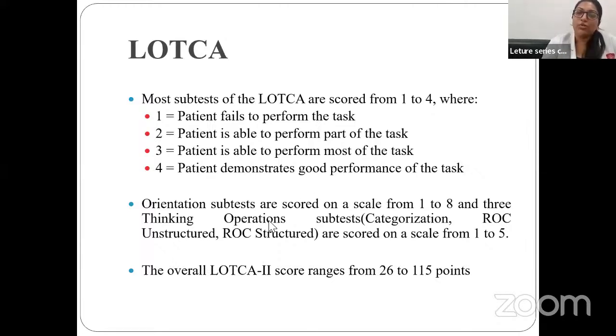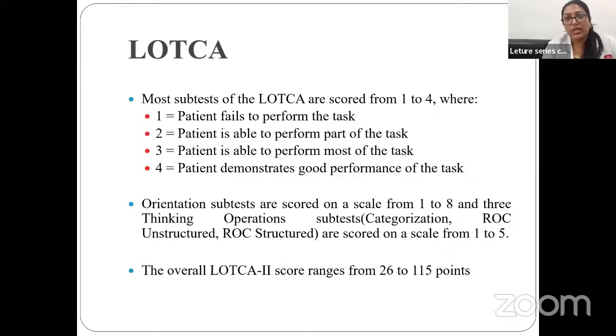Now most of the areas are tested and scored based on the 1 to 4 range. But in the orientation subtest, the score ranges from 1 to 8. And in the 3 thinking operation subtests, that is categorization, ROC unstructured, and ROC structured, the scoring is done from 1 to 5. And the overall LOTCA 2 score ranges from 26 to 115 points.